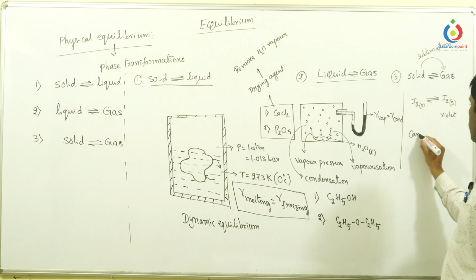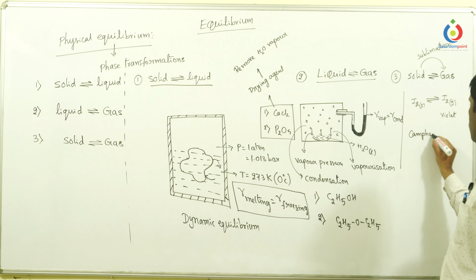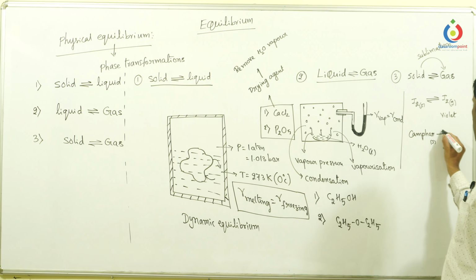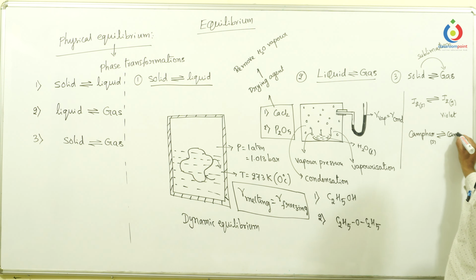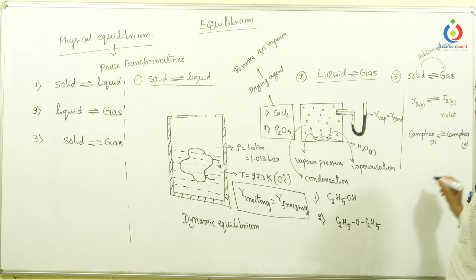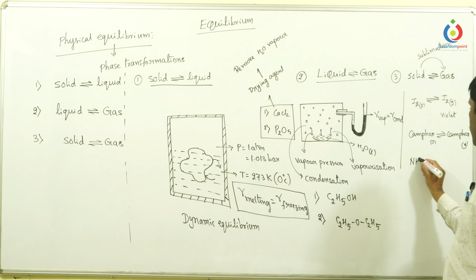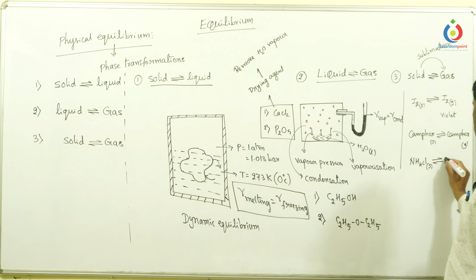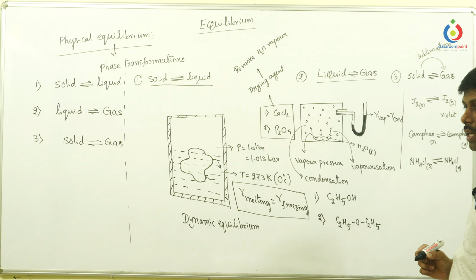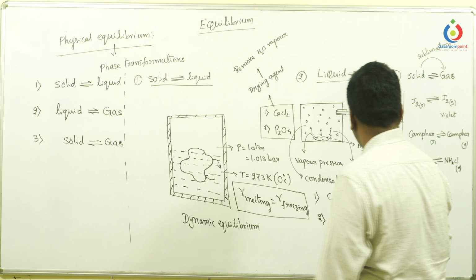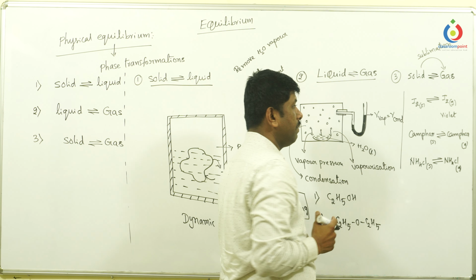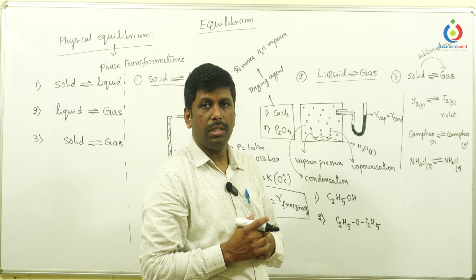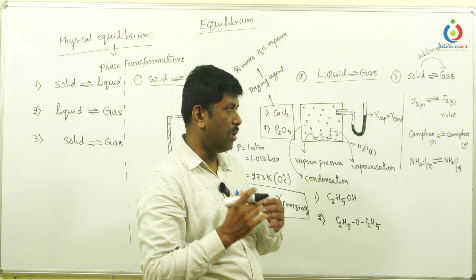Similarly, camphor in solid state can be converted into camphor in gas state directly. There is no liquid phase. Similarly, ammonium chloride in solid state converts into ammonium chloride in gaseous state. That means it completely sublimes. Then how do we observe in this type of case whether the process has attained equilibrium or not?